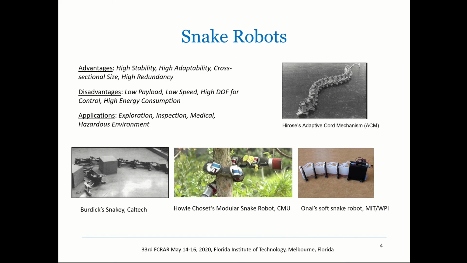Advantages of snake robots are that they're highly stable, highly adaptable, they have a good cross-section size, and they're highly redundant. The disadvantages are that they can only carry a very low payload, they have a low speed, they have a high degree of freedom for control, which leads to more complicated control laws being needed, and they have a high energy consumption. Main applications are not limited to these, but some of them are exploration, inspection, the medical field, and hazardous environments.